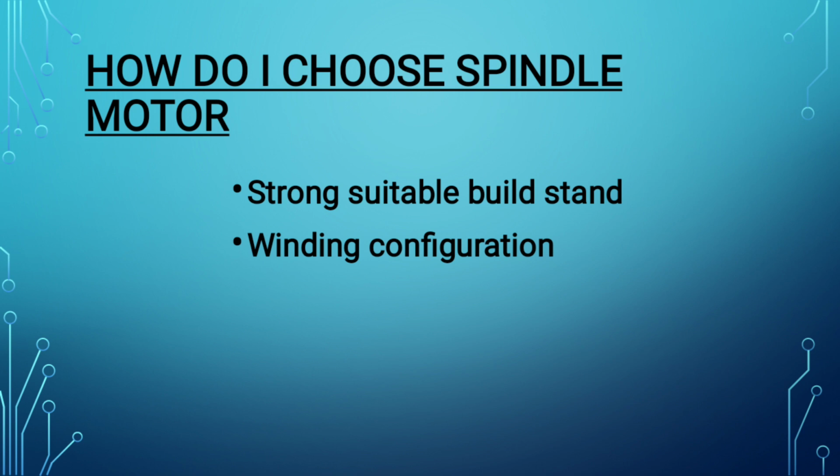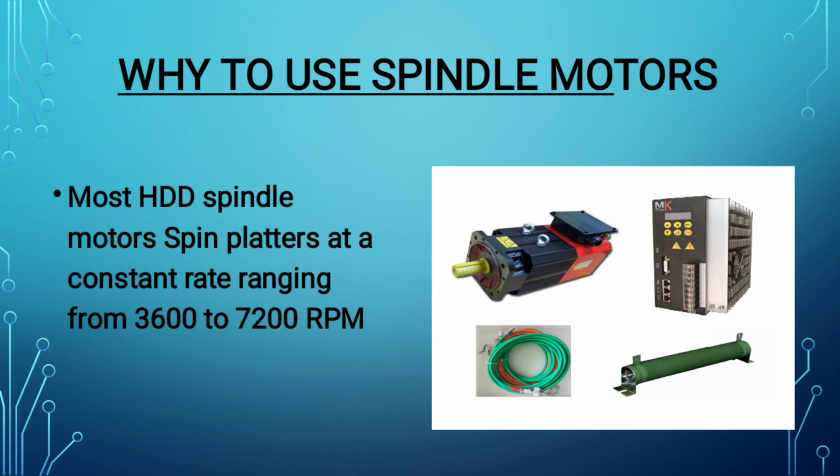Strong suitable build standard, winding configuration. The motor must be of a strong suitable build standard to withstand the stress created by centrifugal force on magnets and rotor up to its RPM limit. It must have a winding configuration capable of providing the necessary power. Further moving, they are built to have the small, high output characteristics of a servo motor yet offer high speed rotation, 8000 rotations per minute. Most spindle motors spin platters at a constant rate ranging from 3600 to 7200 RPM. You can see the image on the slide.